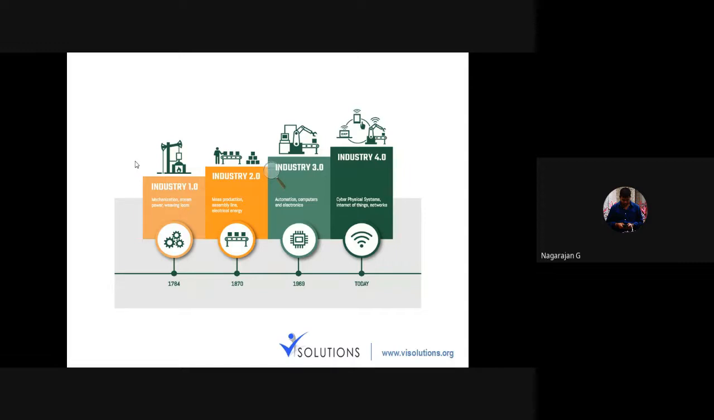And now we are in industry 4.0, where cyber physical systems, internet of things and networking come into the picture, where each and every machine started to communicate with each other by using the internet as a medium. So this is the industry revolution from industry 1.0 to industry 4.0.